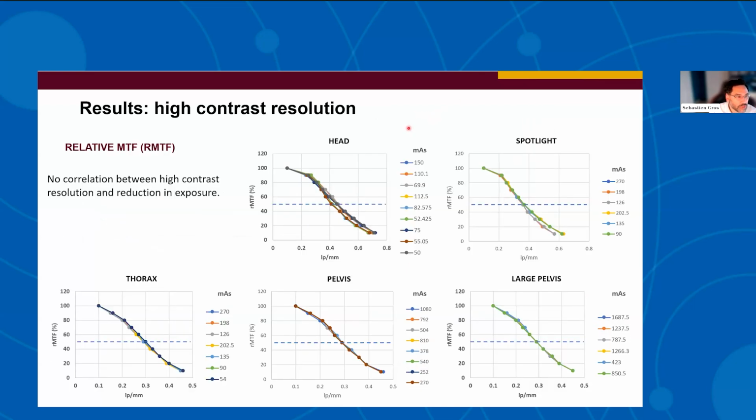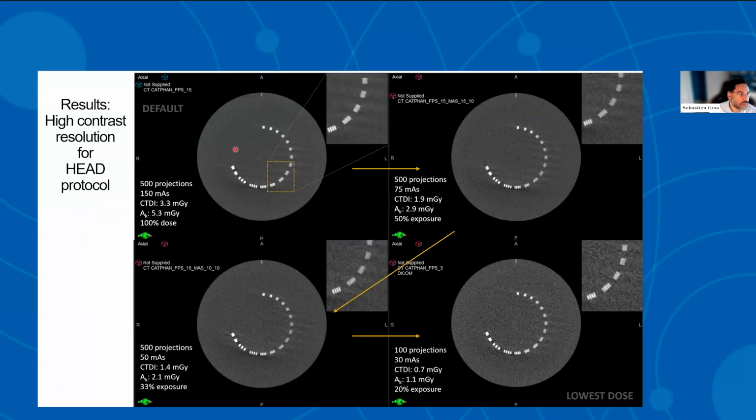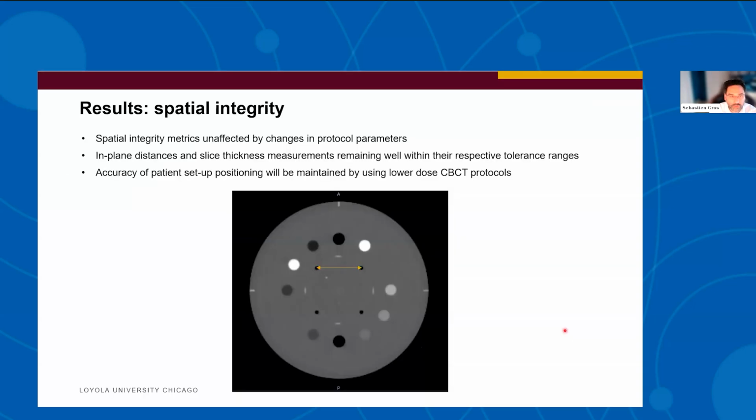Now, looking at the high contrast resolution, we can see there's pretty much no correlation between the high contrast resolution and reduction in exposure. Again, we have the line pairs per millimeter, the relative reduction in exposure, and here the different levels of exposure, and the curves are pretty much on top of each other. And when you look at the phantom, same thing: you're going from 500 projections, decreasing 150 mAs, decreasing now the single frame exposure, and you can see pretty much no changes in your line pairs per millimeter. What we see, though, is an increase in the noise in the background.